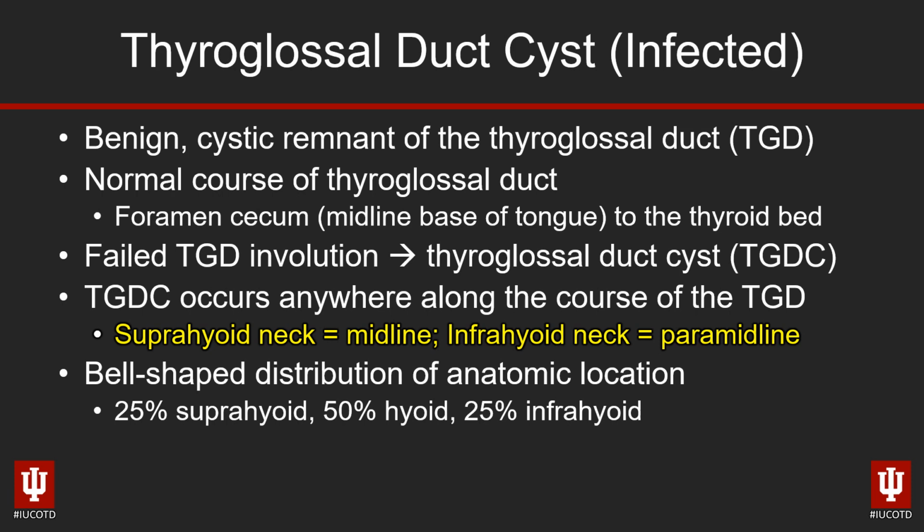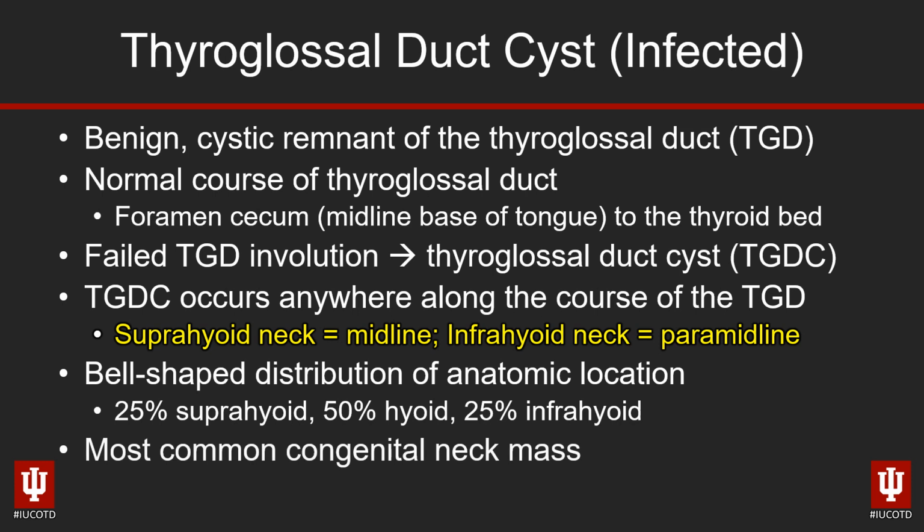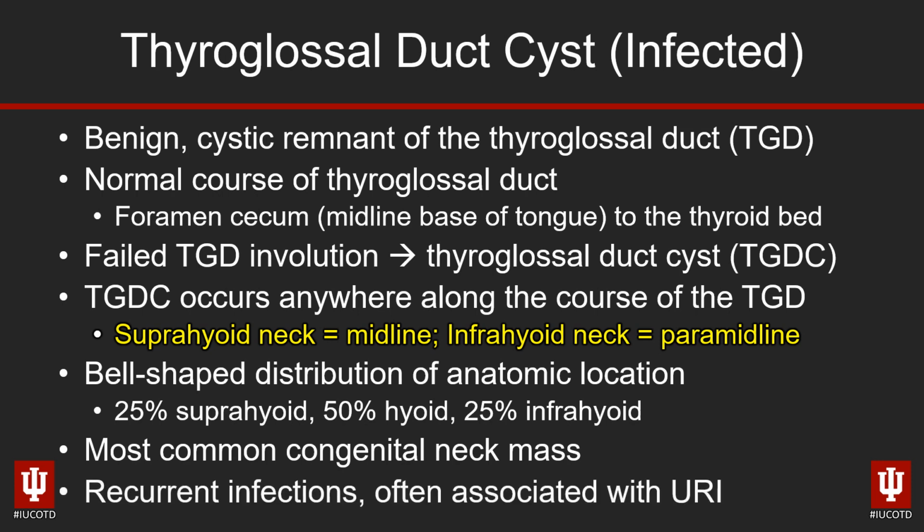Again, when they're above the hyoid, they're midline. When they're below the hyoid, they tend to be off midline. These are the most common congenital neck mass. You absolutely will see these if you do neuroradiology, pediatric radiology, general radiology, ultrasound. You'll see these. These are quite common.